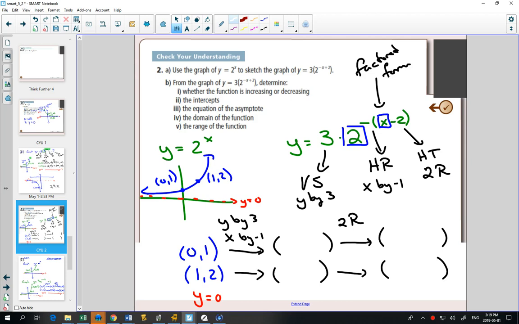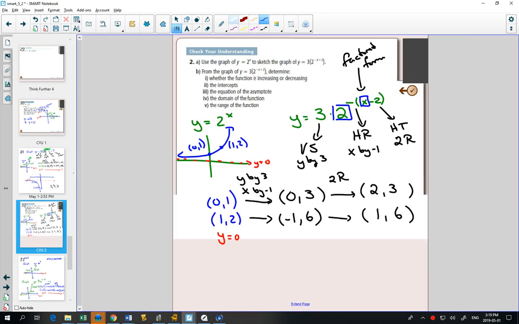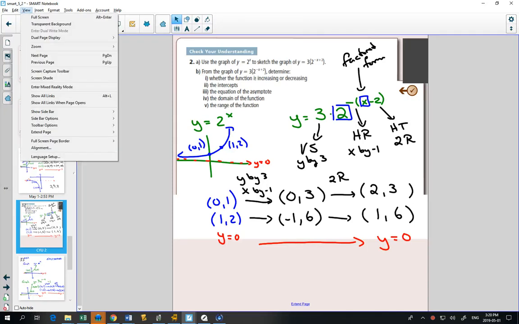And so if you multiply your y values by 3 and x values by -1, you're going to get (0, 3). X by -1, y by 3: (-1, 6). Then 2 to the right: (2, 3), and 2 to the right: (1, 6). What's the only thing that's going to affect your asymptote at y equals 0? It's if you translate it up or down. We do not translate it up or down anywhere, so it will stay at y equals 0.